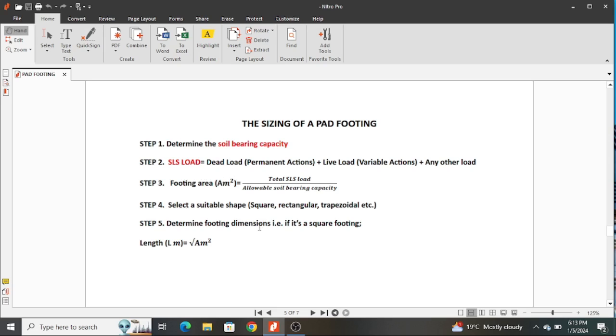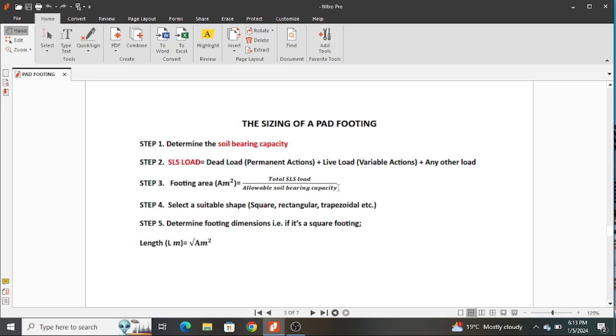Now, when you move to step 5, in step 5, you determine the footing dimensions. If it was a square, you just need to get the square root of the area you found above, and you will get the length of your footing. Remember, the most important formula here is footing area, which is the total SLS load divided by the allowable bearing capacity. Now let me jog your minds a little. Why do we use SLS loads as opposed to using ULS loads? ULS are ultimate limit state loading.